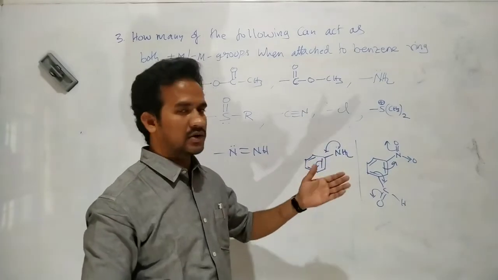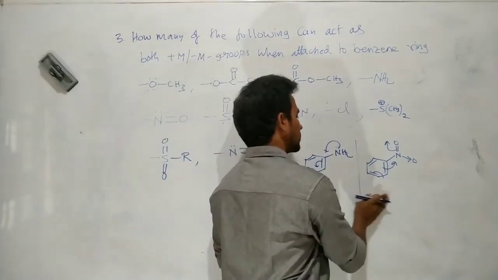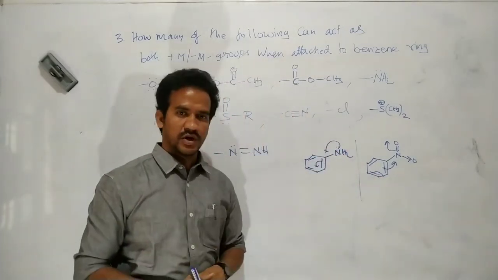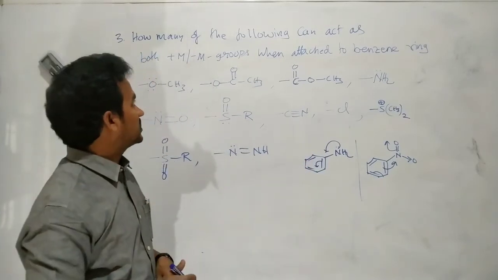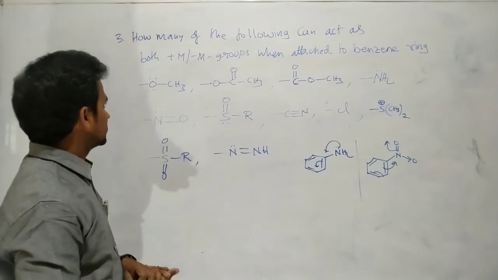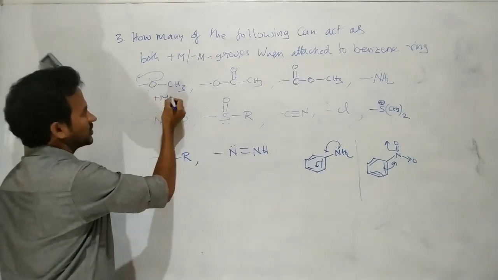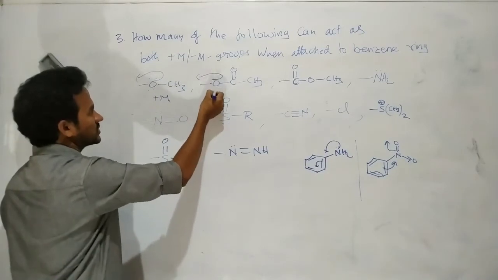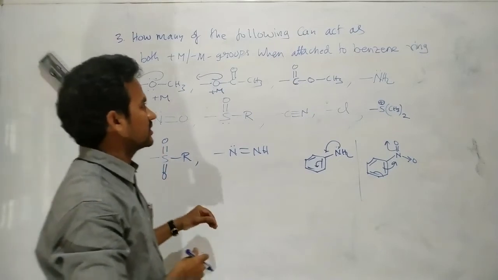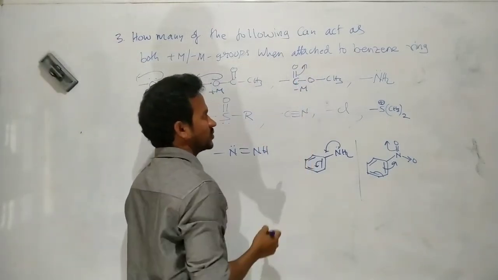This one is a plus M group, an electron donating group. So the group must have non-bonding electrons or multiple bonds to act as plus M as well as minus M. Here, this one has a lone pair of electrons, acting as only a plus M group. This one also has a lone pair of electrons, acting as only a plus M group. The lone pair of electrons is transferred to the benzene ring. Now here, with multiple bonds, this one acts as a minus M group.